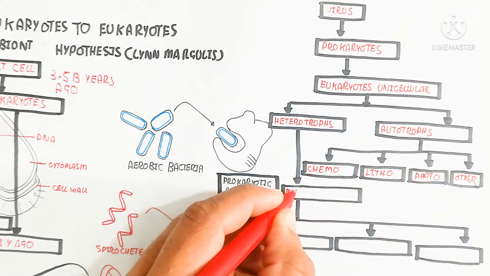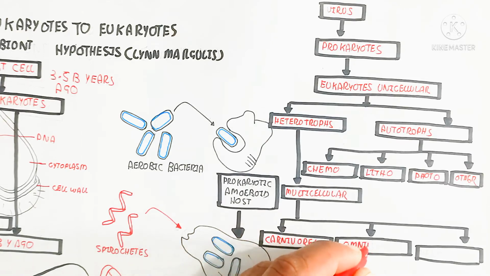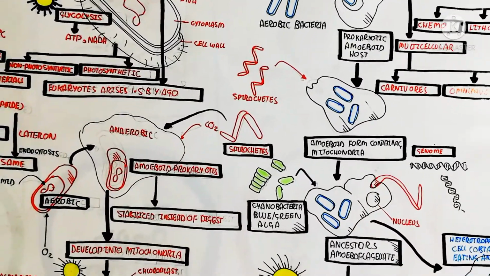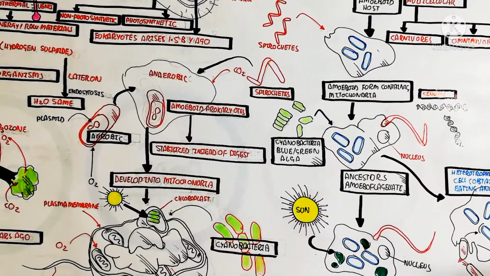Autotrophs can be chemoautotrophs, lithoautotrophs, photoautotrophs or other, while heterotrophs are multicellular and can be carnivores, omnivores, and herbivores, which is the different mode of nutrition on the basis of different environment.